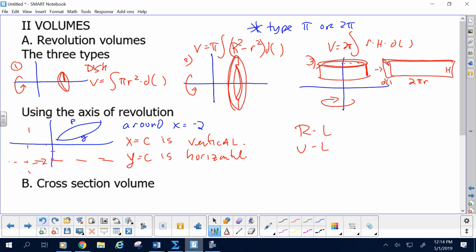Then if you just use right minus left and upper minus lower, then you're good to go. For example, let's say it was changed to around y equal -2. If you revolve that region around y equal -2, what approach would you use? Probably washers, because I didn't give you the functions. It's hard to say. I guess shells would be a possibility. But if you use washers like that, what's big R?